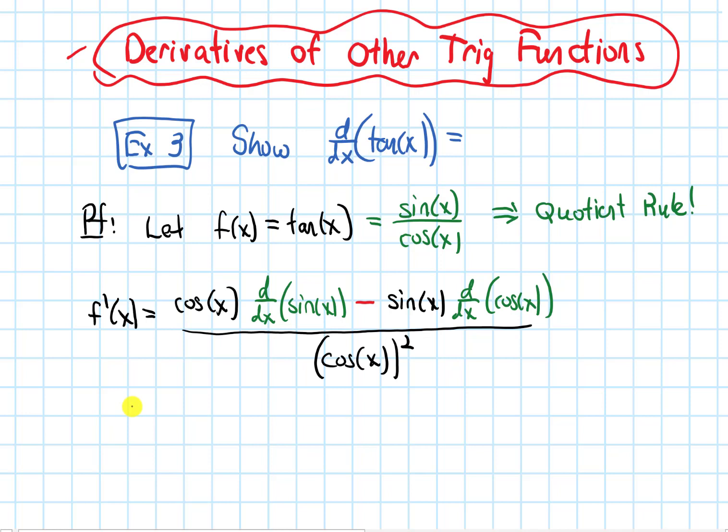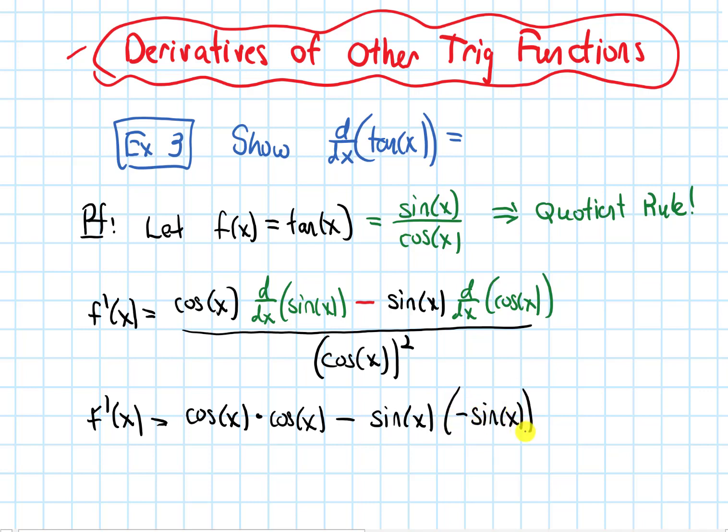So we have f prime of x, our derivative, equals cosine x times the derivative of sine x, which is cosine x. And then we have that minus sine x times the derivative of cosine x, which is negative sine x. We saw that in the last video. All over, and I can rewrite this denominator as cosine squared x. That's our notation for a power on a trig function: cosine squared, we put the square right there.